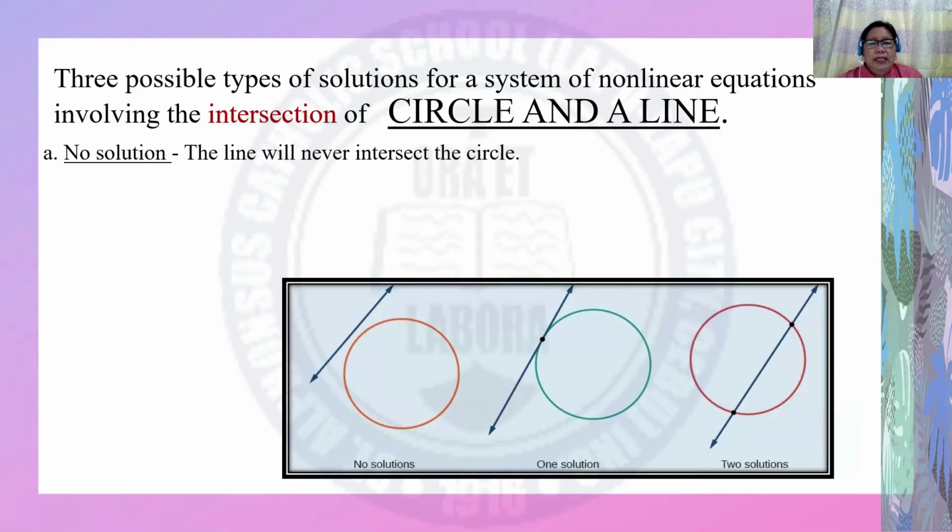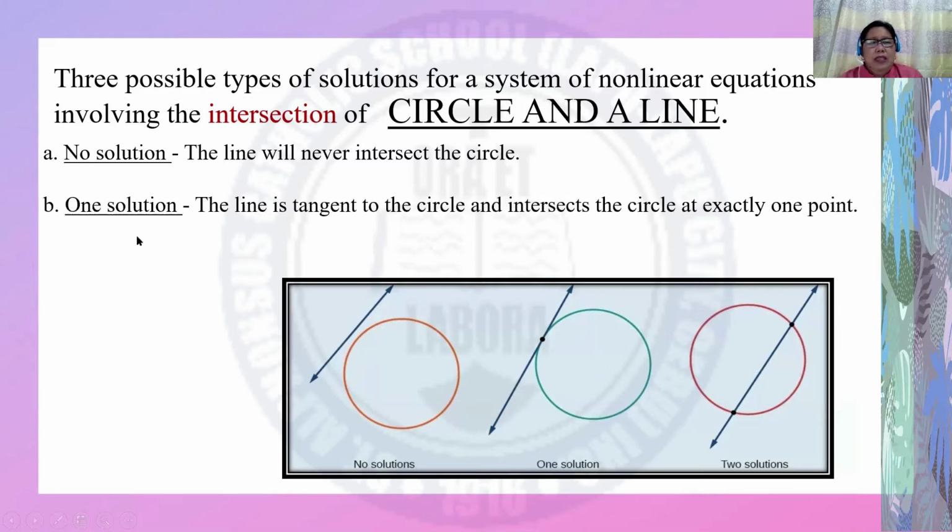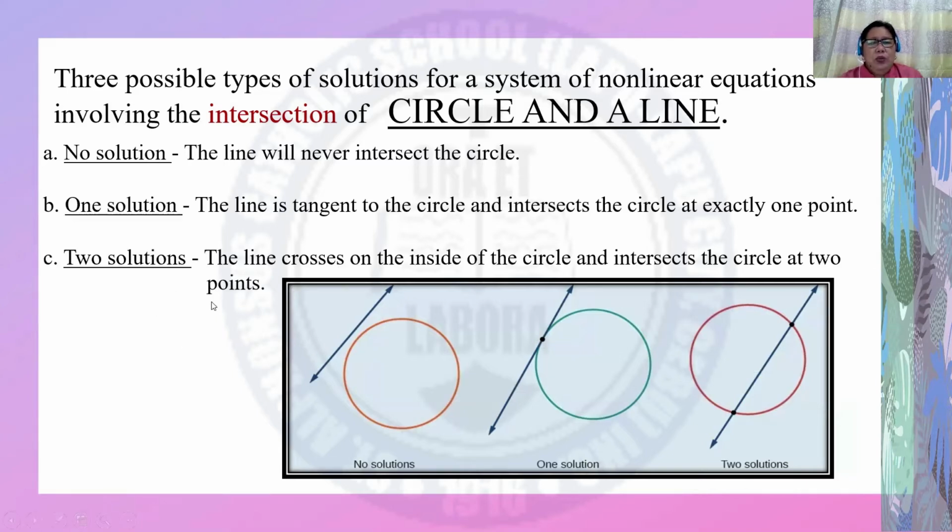The line will never intersect the circle. So in this manner, this is the circle and this is the line. So there is no intersection. Next, one solution. The line is tangent to the circle and intersects the circle at exactly one point. So in this manner, this line is tangent to the circle. So there is only one solution. And two solutions. If the line crosses on the inside of the circle, it intersects the circle at 2 points. So, if this is the circle, the line intersects the circle at exactly 2 points.